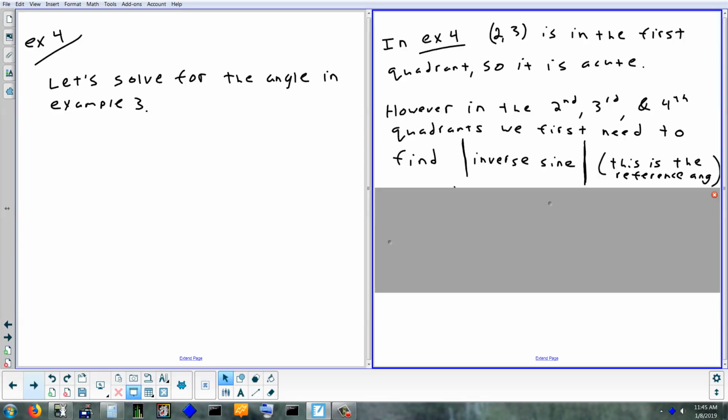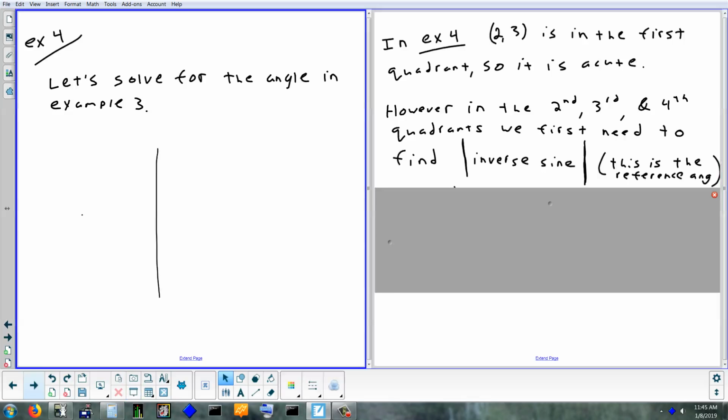Now, let's pretend that you had a point in quadrant 2. Put a point somewhere in the second quadrant. Where I just drew theta, that's called your reference angle. The reference angle is always tucked between the hypotenuse and the x-axis. I want to know what that arc is in black, from here all the way to here.